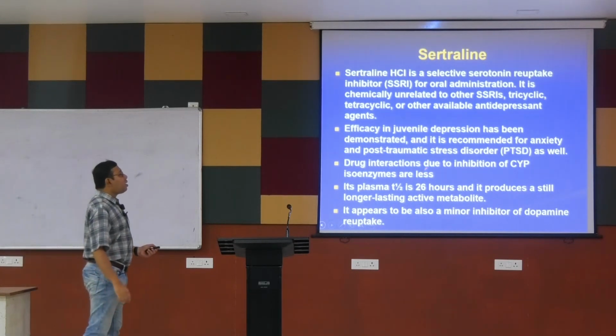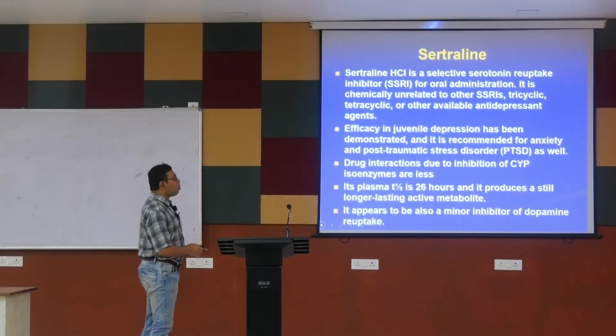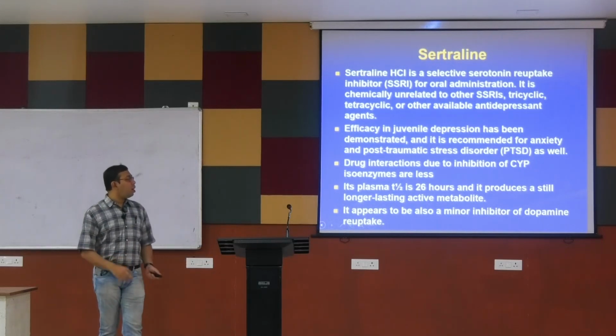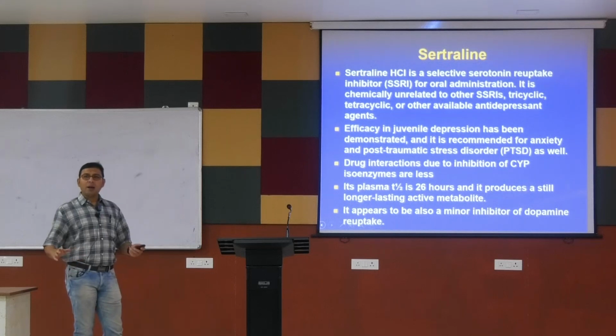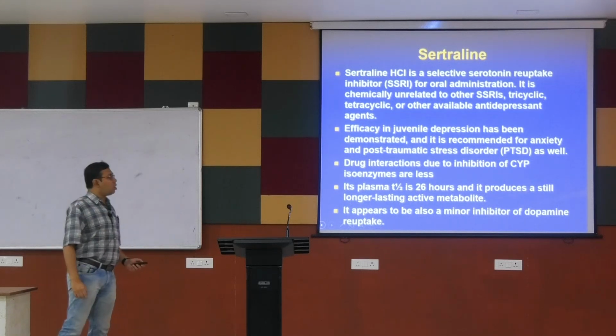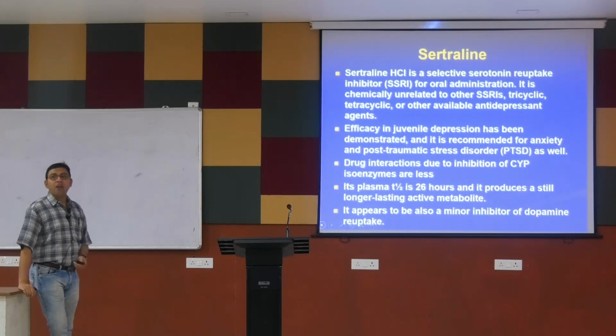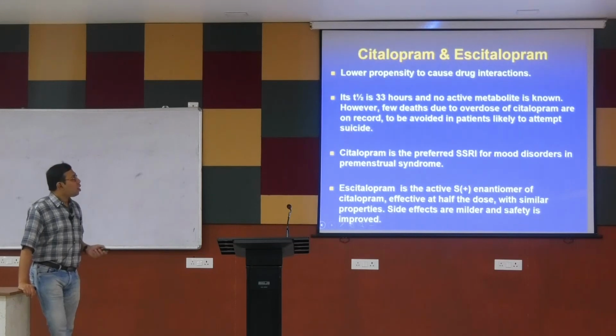Okay, drug interactions may be there due to some cytochrome involvement. It appears to be a minor inhibitor of the dopamine receptor, and T-half is also longer. That's why usually it is given in once daily doses. So sertraline can be used in PTSD, post-traumatic stress disorder, anxiety disorder and juvenile depression.